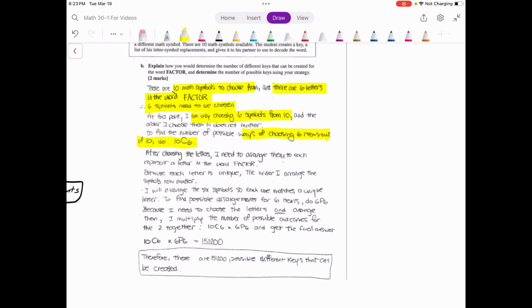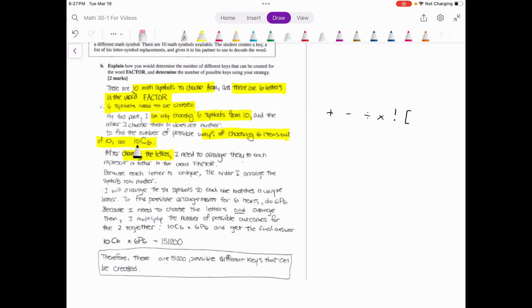Well, 10 choose 6. Now, after choosing those 6 symbols, that's where order is going to come into play, because now we actually have to think about how we're ordering them, which is really assigning them to a letter in factor, right? It said math symbols, so maybe these 6 symbols are what we end up choosing. Rearranging them assigns them to a different letter in factor, right? If I wrote it like this instead, that now gives me a different code. So that is where order starts to matter.